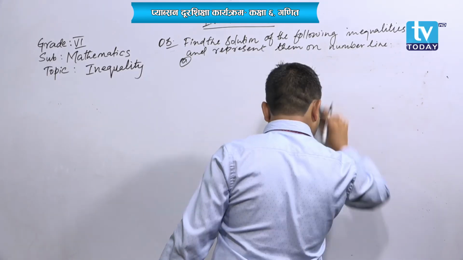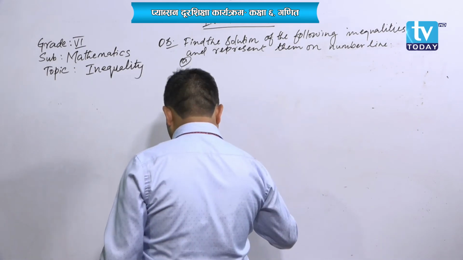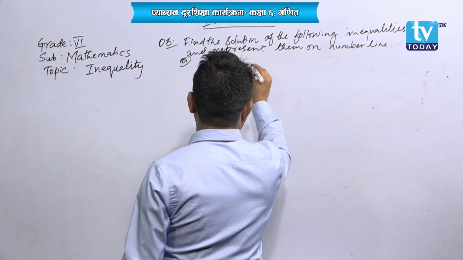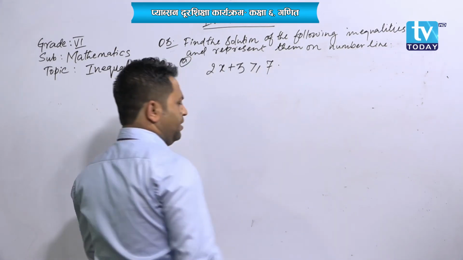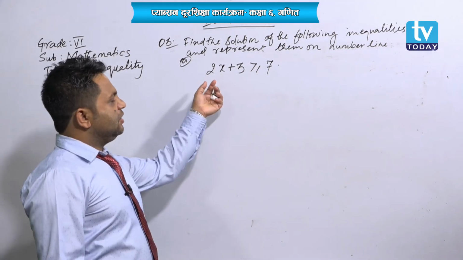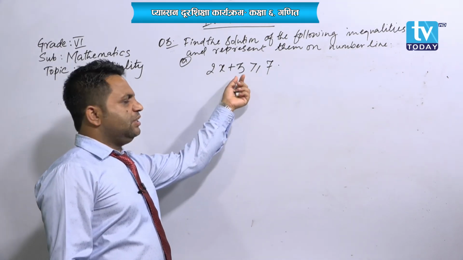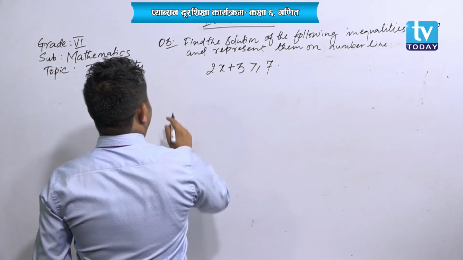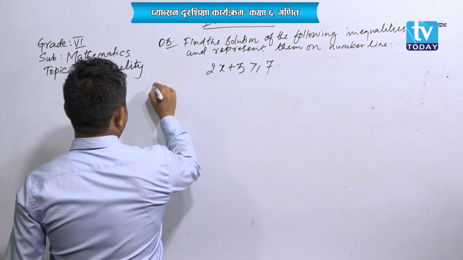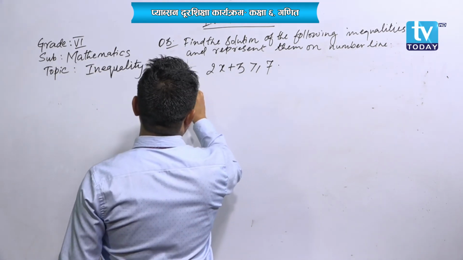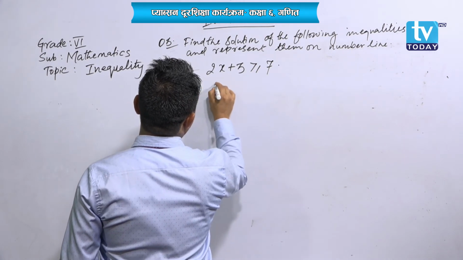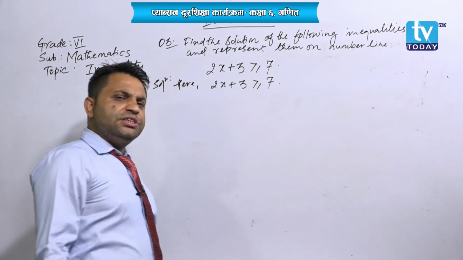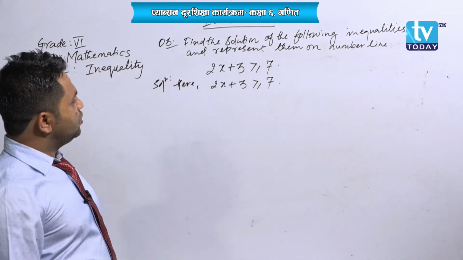Now let me do another question. 2x plus 3 greater than equals to 7. How to solve this? There is a coefficient of x, also 2, and there is a number 3 also. Solution: we have 2x plus 3 is greater than equals to 7.